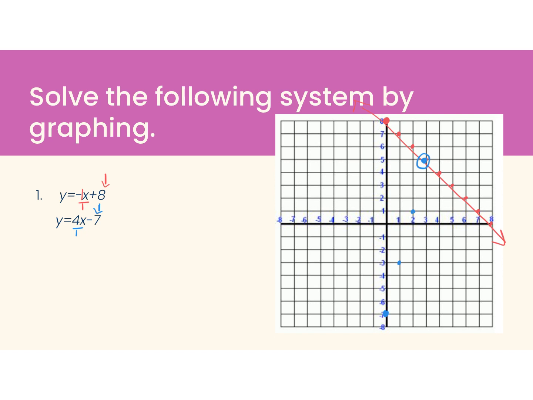But from that dot, I could try and go up 4. 1, 2, 3. This one I can only go up 3. So I'm just going to stop right there and put my line in there.